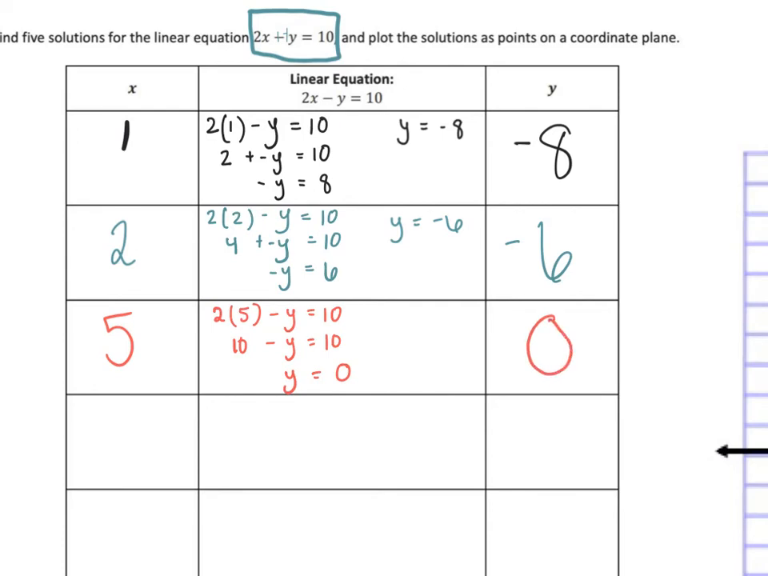All right, I'm going to go with 6. So 2 times 6 minus y equals 10. Well, 2 times 6 is 12. 12 take away y equals 10. 12 take away what equals 10? Well, 12 take away 2 equals 10.